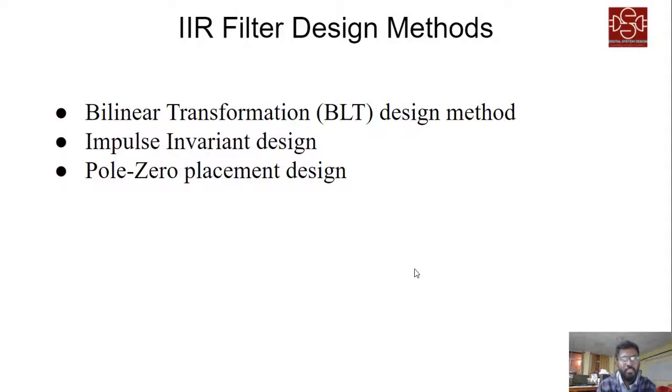These are the IIR filter design methods. The first one is the bilinear transformation method, BLT. Next is the impulse invariant design, and next is the pole-zero placement design. Like the previous FIR filter design methods, I have only mentioned the different design methods and techniques; they will be discussed in the next webinar presentations.